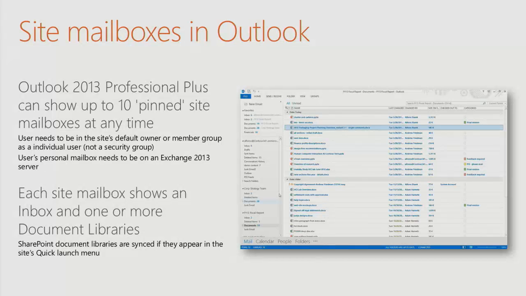And each site mailbox shows the inbox, of course, and then all the document libraries on the SharePoint side that you pin to quick launch. So if you have more than one document library in SharePoint, you actually have a way of controlling which ones you want to show in the site mailbox and which ones you don't. You probably don't care about all of them.